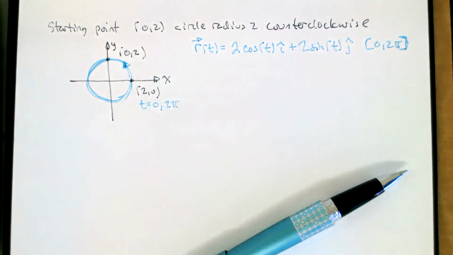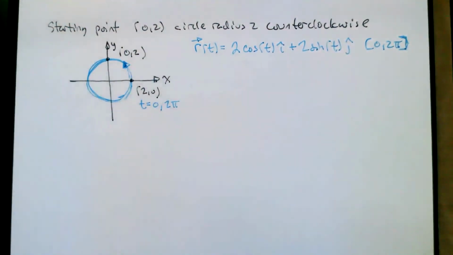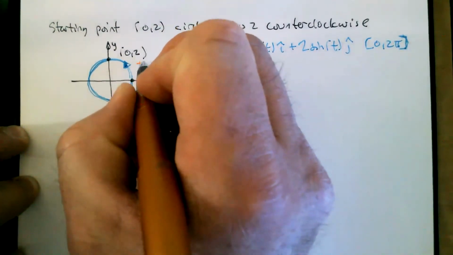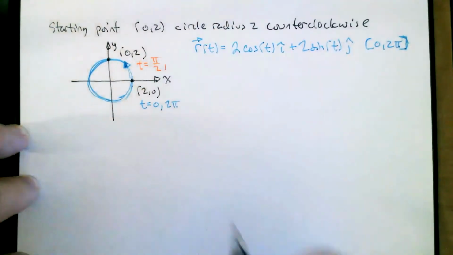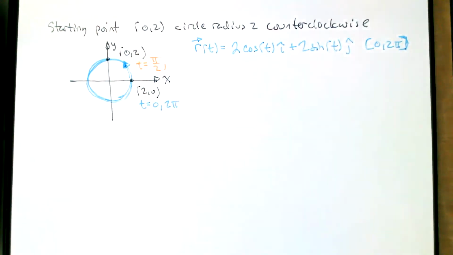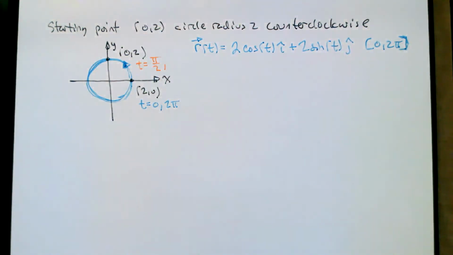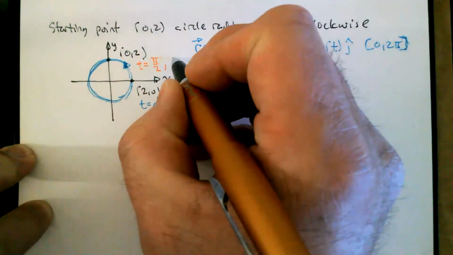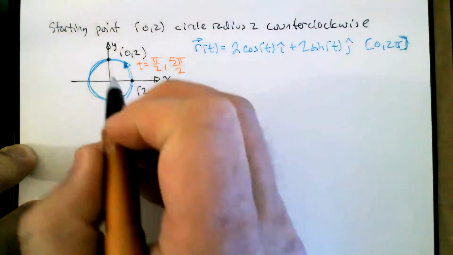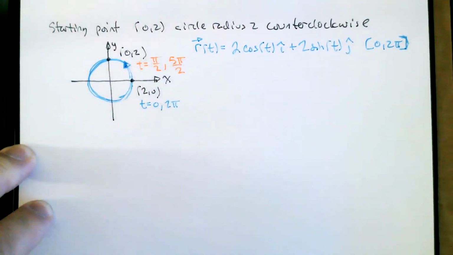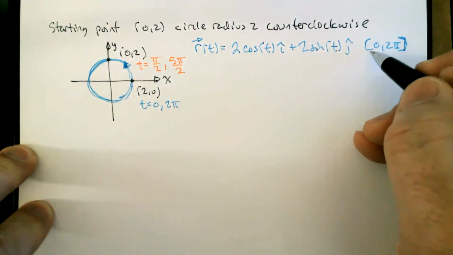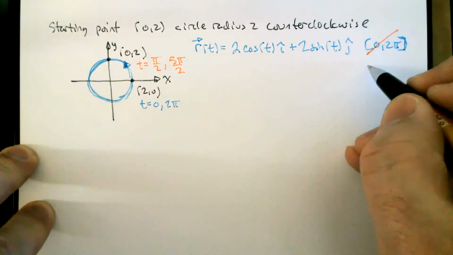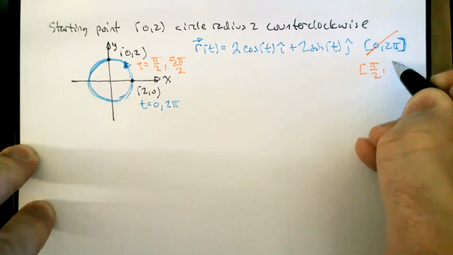At the point 0, 2, this is when t is equal to pi over 2. So if we start off at the point 0, 2, that's when t is equal to pi over 2. And if we go around once from there, we'll go from pi over 2 to 2.5 pi. So 1 pi, 2, 3, 4, 5 pi over 2. So what if instead of going from 0 to 2 pi, we just went from pi over 2 to 5 pi over 2?